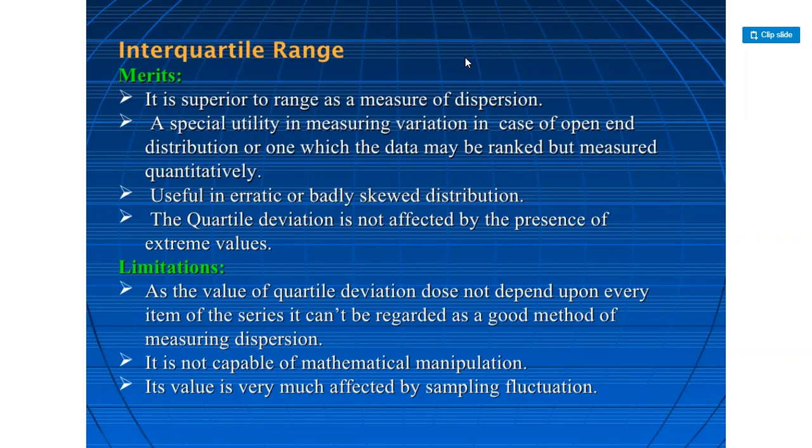Used in erratic or badly skewed distributions, the quartile deviation is not affected by the presence of extreme values. So they want to say that the interquartile range is not affected by the different upper limits. We find the quartile deviation with the help of (Q3 minus Q1) upon 2, or the coefficient of quartile deviation equals (Q3 minus Q1) upon (Q3 plus Q1). So we find out the coefficient there.